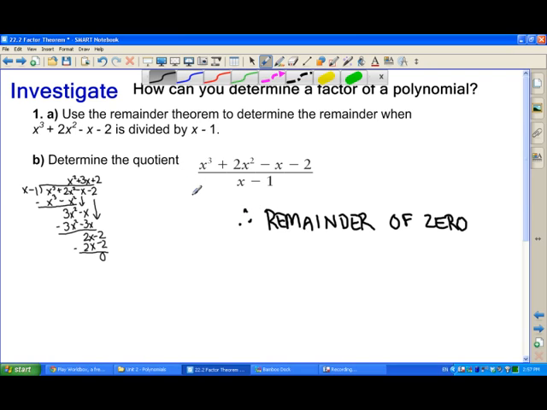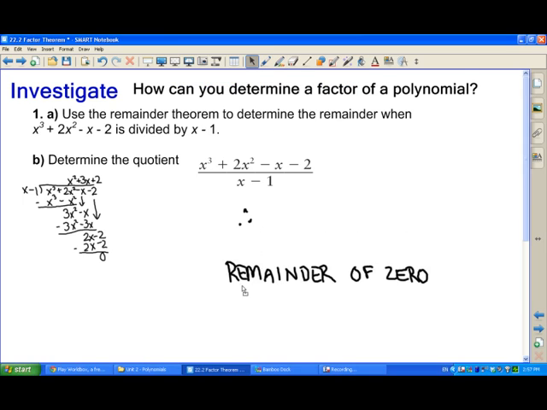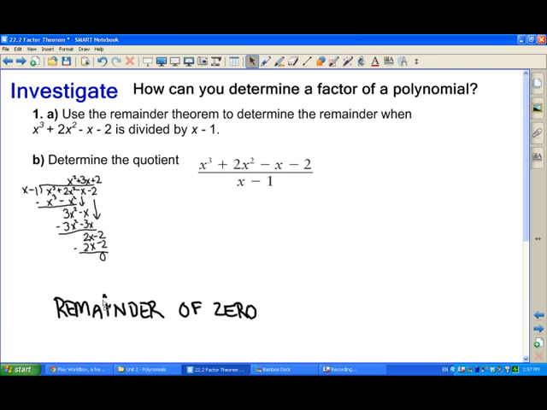We can think about what this means, and we can see what it means the best when we answer part B. When we determine the quotient of x cubed plus 2x squared minus x minus 2 over x minus 1, we see that this is equal to x squared plus 3x plus 2 plus a remainder of 0 over x minus 1.